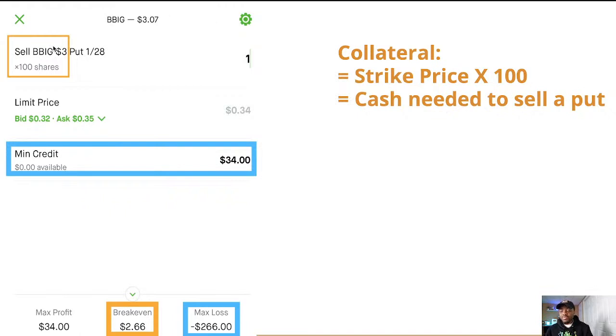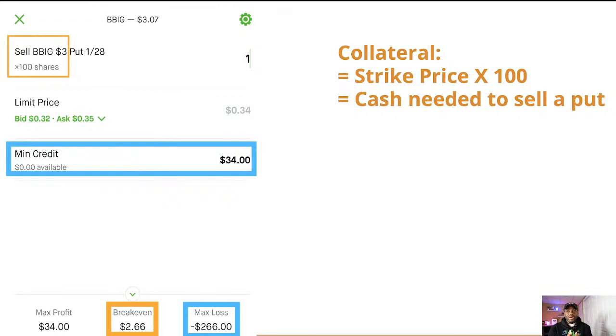So if we're selling this BBIG $3 strike, because we don't expect it to go lower than that, we expect it to go up if we're selling a put. Then we're going to need the strike price, that $3 times 100, because we would be forced, if it didn't go our way, to buy 100 shares of BBIG at that $3. But we get paid for taking on that risk, and we get paid $34. So in this case, you put up $300, and then you get paid $34 in cash.